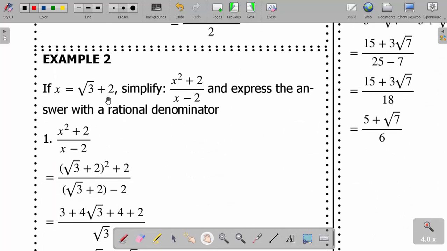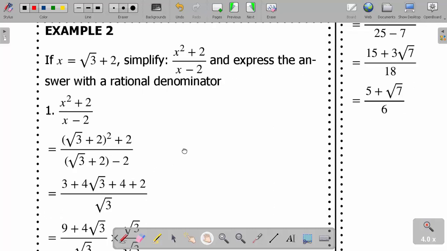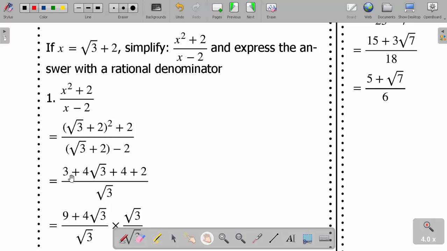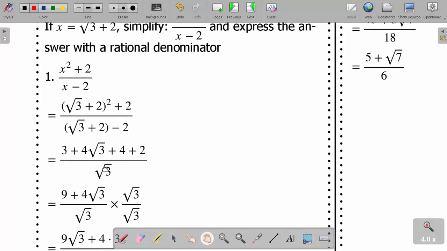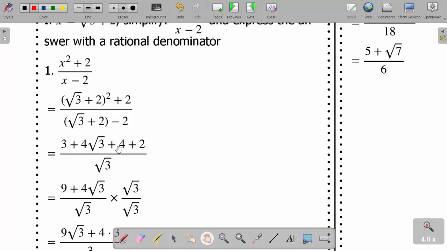Example 2. Let's say x equals root 3 plus 2. Simplify x squared plus 2x minus 2 and express the answer with a rational denominator. So they give me x squared, but what's my x? It is root 3 plus 2. And when I substitute, I'm going to get root 3 plus 2 squared plus 2 over this one here. Now expand this gives us 3 plus 4 root 3 plus 4, plus 2 over this one. So if you check here, I have 3 plus 4, that is 7, plus 2, which is 9, then plus 4 root 3, over root 3 down here.